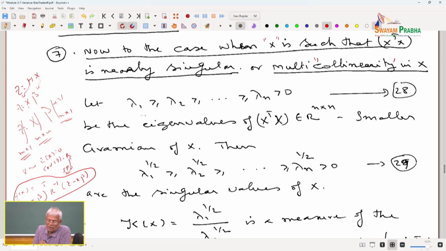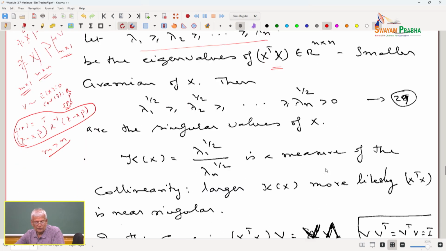So, let lambda 1, lambda 2, lambda n be the eigenvalues of the Gramian X transpose X, which is n by n. I am assuming m is greater than n. So, lambda 1 to the power half, lambda 2 to the power half, lambda n to the power half are greater than 0. These are the square roots of the eigenvalues of the Gramian. So, these are called singular values of X. The condition number of the matrix X is the ratio of the largest singular value to the smallest singular value. This is a measure of the collinearity.